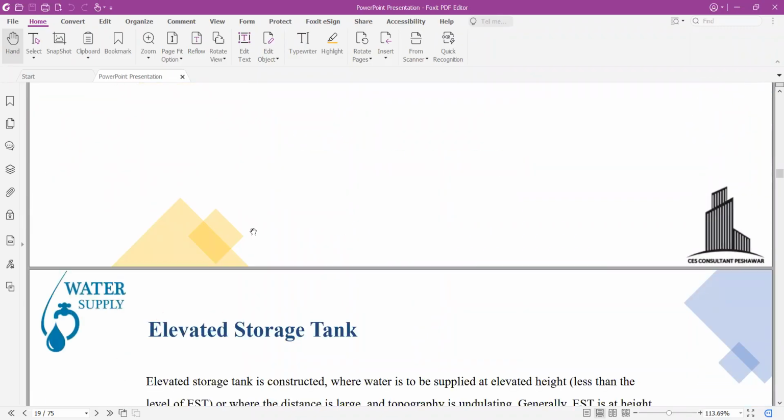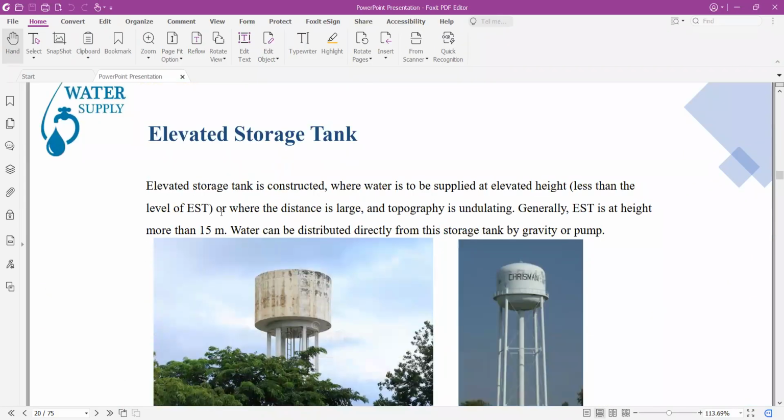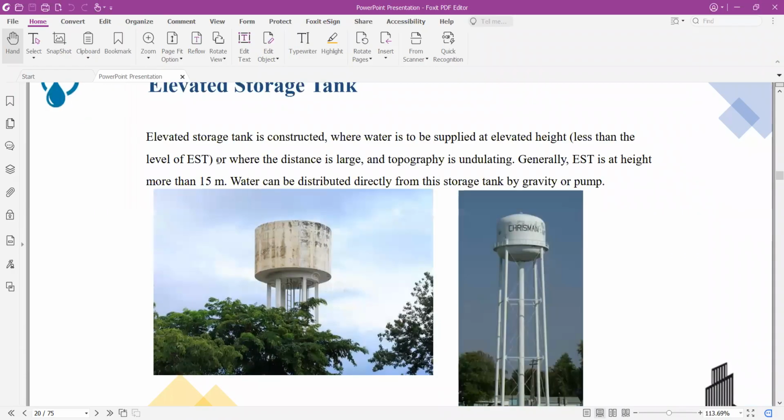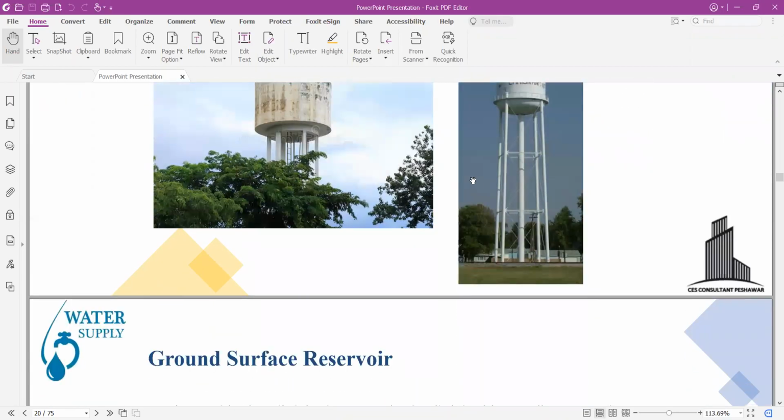Water storage facilities. So there are different types of water storage facilities, such as the elevated storage tank. It is mostly used in a water supply system to provide a head at different junctions, and mostly it is used where the distance between the pumping station and the community is large. Therefore, elevated storage tanks are used, or they may also be used in undulated areas to provide a head at different junctions, and mostly it is used at a height of more than 15 meters. So water can be distributed directly from the storage tank by gravity or pump.